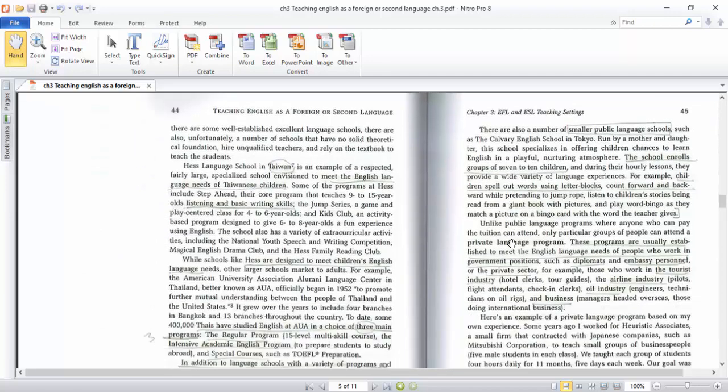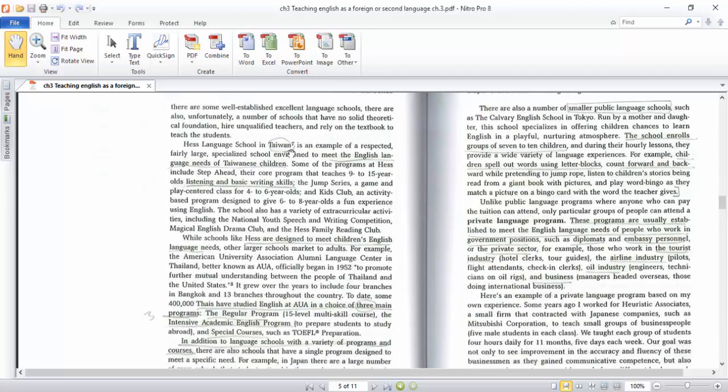Okay, here we have an example in Taiwan. What are the needs of Taiwan? The needs for listening and basic writing skills. And we have the children here. We have the children's English language needs. What are the children's needs?